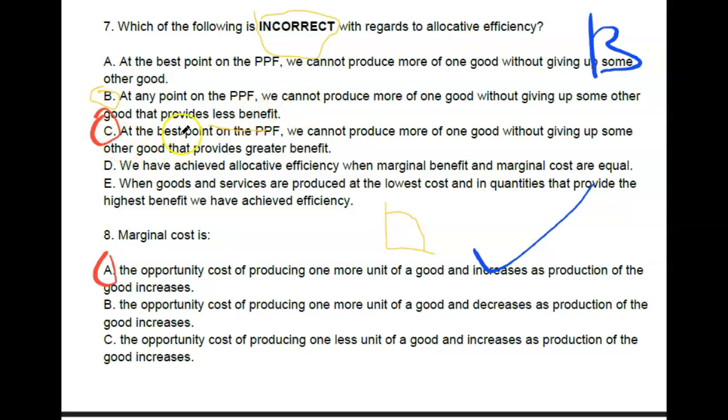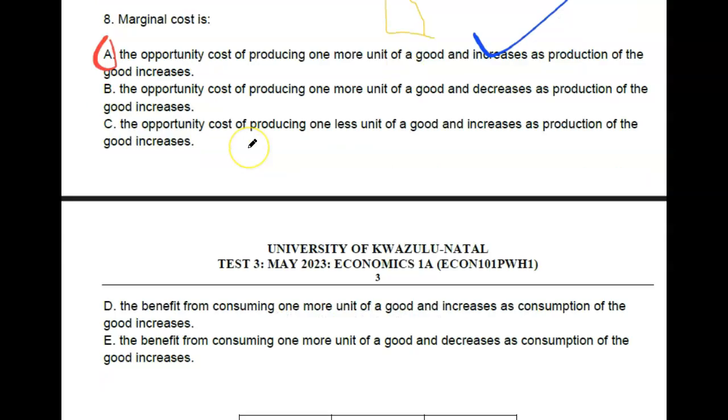Because I want you to read C, right? It's the exact same as this, but then they say that provides greater benefit. That is true. In fact, all of these are true besides B. We're looking for the incorrect. That is why this will be incorrect. Because we're giving up one good to go to the next because it provides more benefit, right? That is why we're jumping, we're giving it up. We're going to the next good that provides more benefit. So that is why less benefit is incorrect. So that's the answer, which is B.